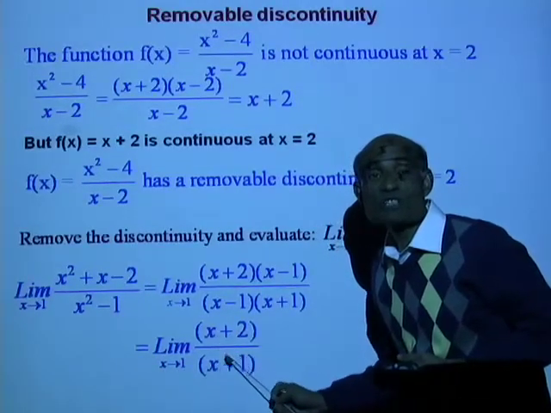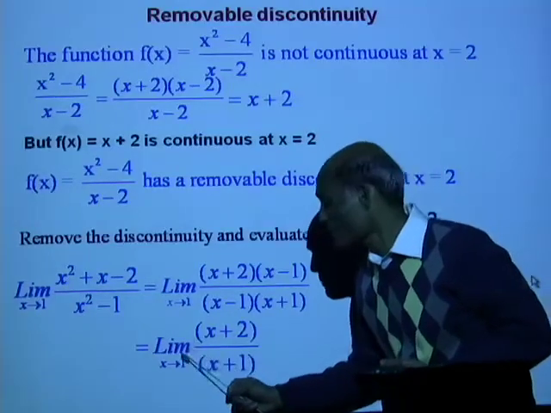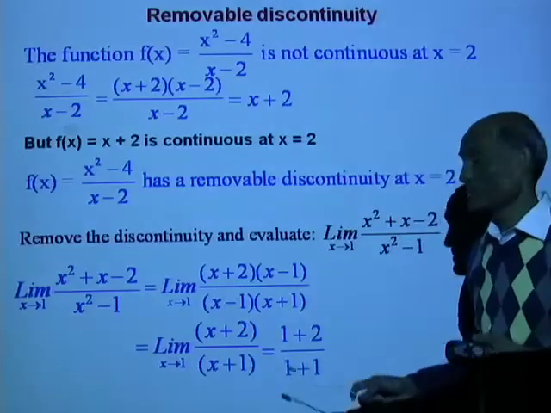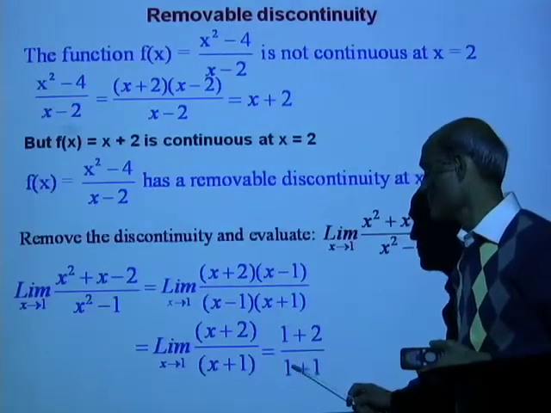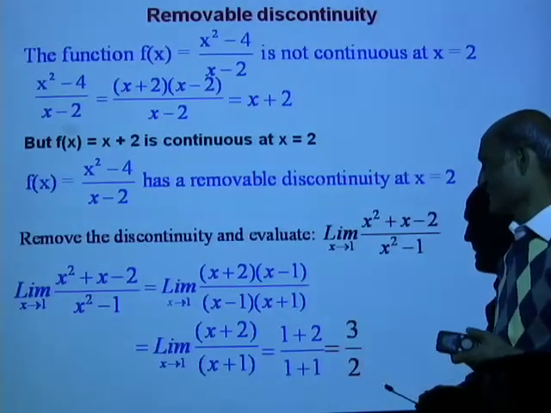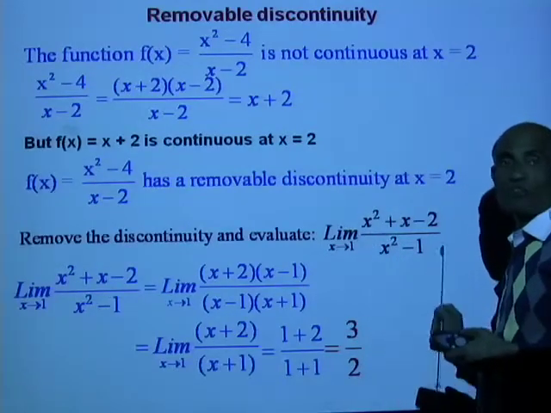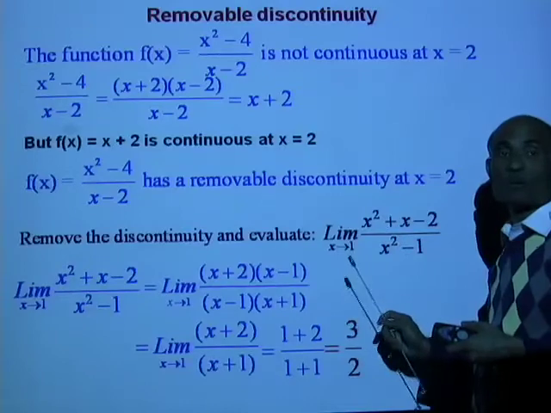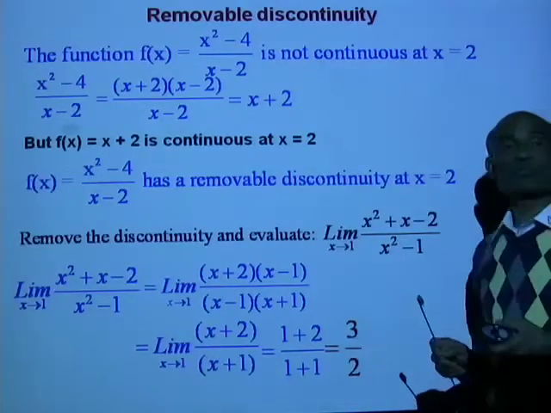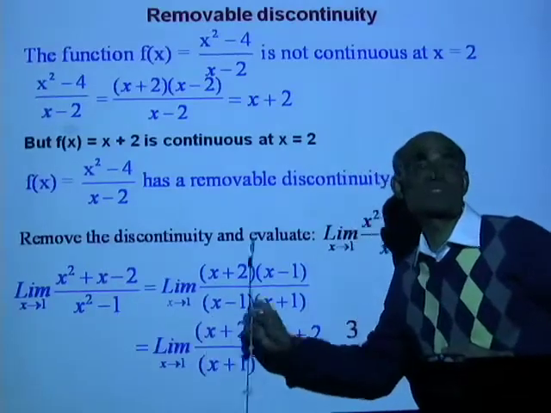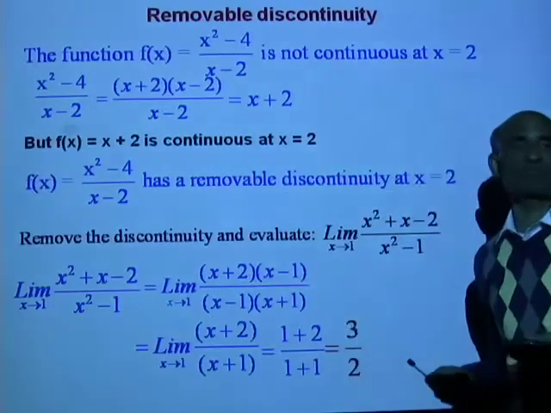So, since it is continuous at x equal to 1, we can replace our x by 1 now and find that limit. That will be 1 plus 2 over 1 plus 1. That is 3 over 2. The limiting value of this function when x approaches 1 is 3 over 2. And we did that by removing the discontinuity. I want you to practice this.